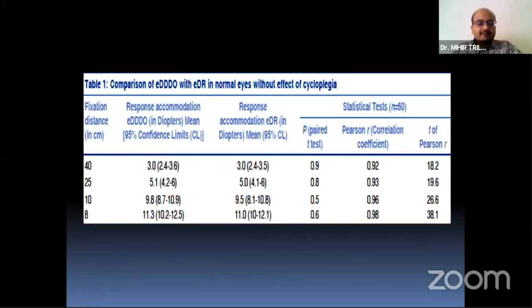When compared, we found at 40 centimeters the response accommodation using EDDDO as well as EDR was around 3 diopters. At 25 centimeters, it was 5 diopters. At 10 centimeters, the child could exert 9.8 to 9.5 diopters. And at 8 centimeters, around 11 or 11.3 diopters. So there was a very minimal overestimation using EDDDO. However, the Pearson correlation was in excess of 0.9.